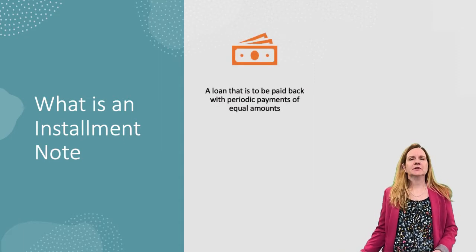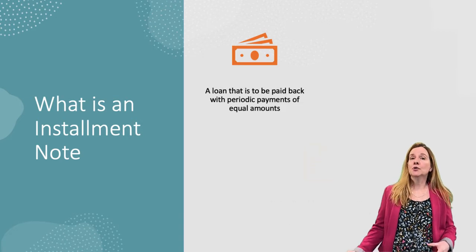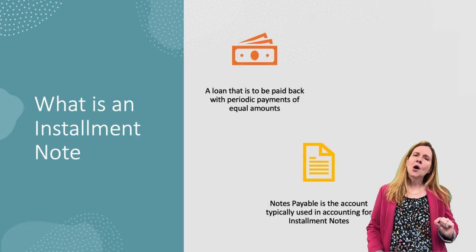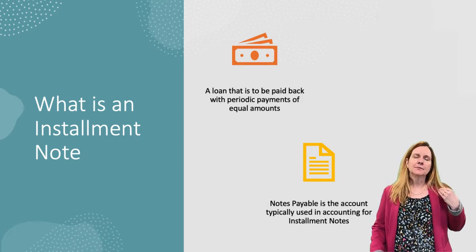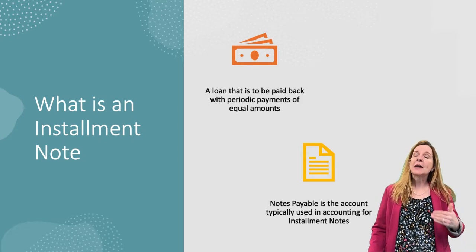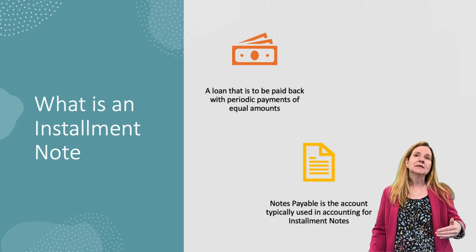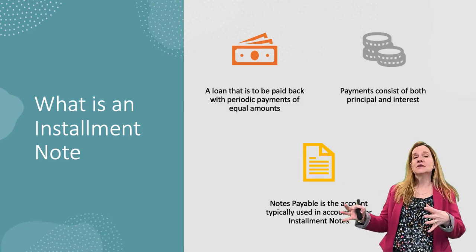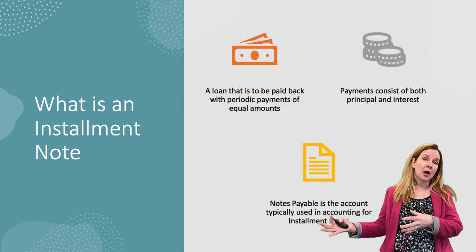The account we typically use for an installment note is called notes payable. It is a liability, and the reason it's installment is because it is multiple payments. Those payments are equal, and they're split up between principal, the amount paying down the loan, and interest, the amount we're being charged for borrowing the money.